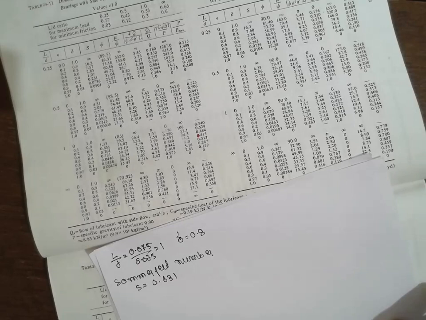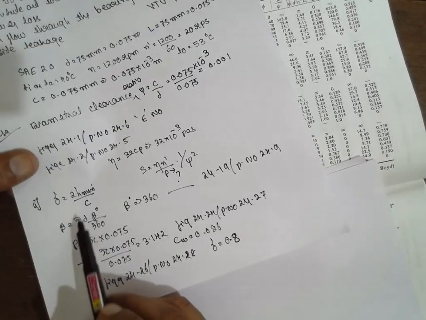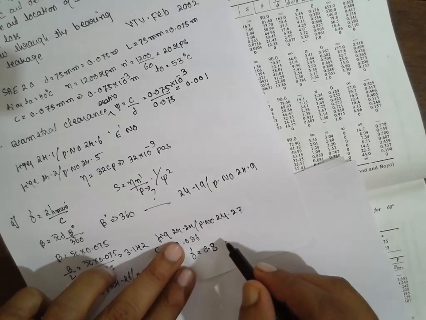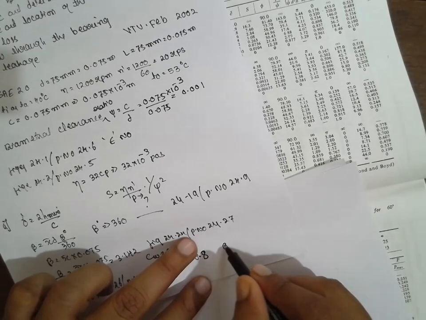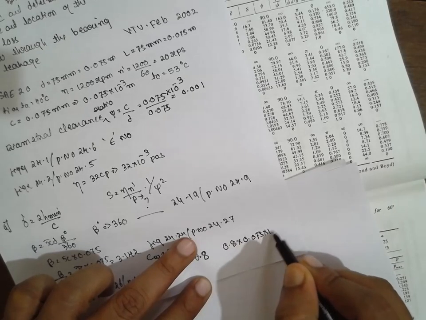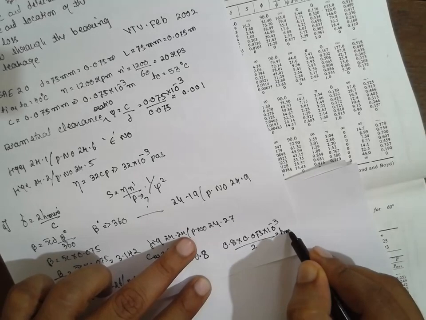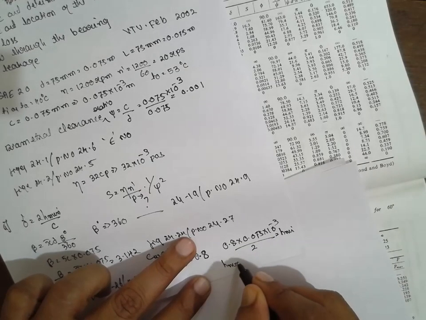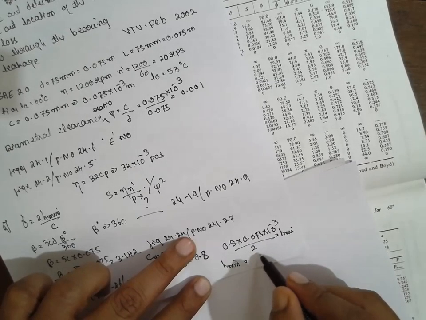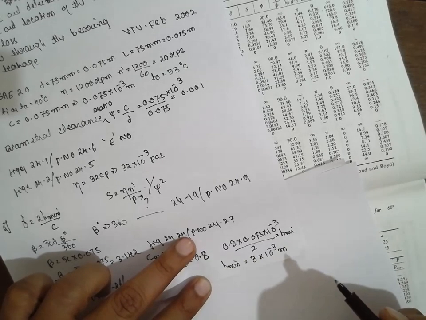Okay, I just forgot to find the minimum film thickness. After getting the delta, substitute the value here. You will get H minimum, that means 0.8 into C, which is 0.075 into 10 raised to minus 3 divided by 2. The H minimum is around 3 into 10 raised to minus 3 meter.